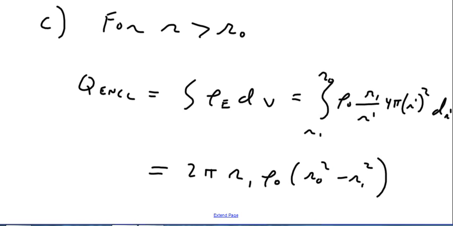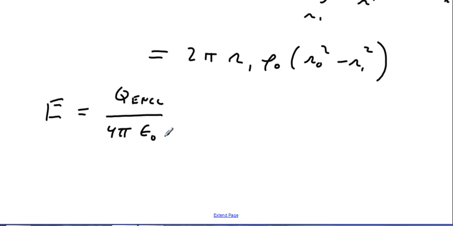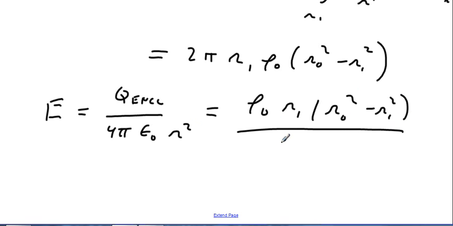All right. So that's the amount enclosed. E is the charge enclosed divided by 4 pi epsilon naught R squared, which is going to leave me with rho naught R1 times R0 squared minus R1 squared, divided by 2 epsilon naught R squared.